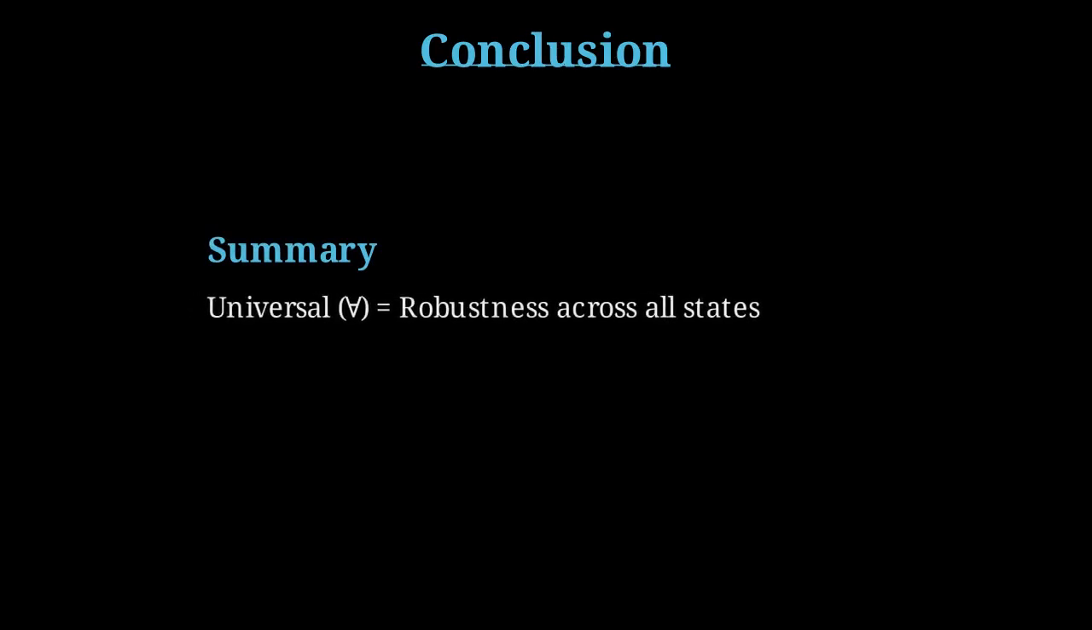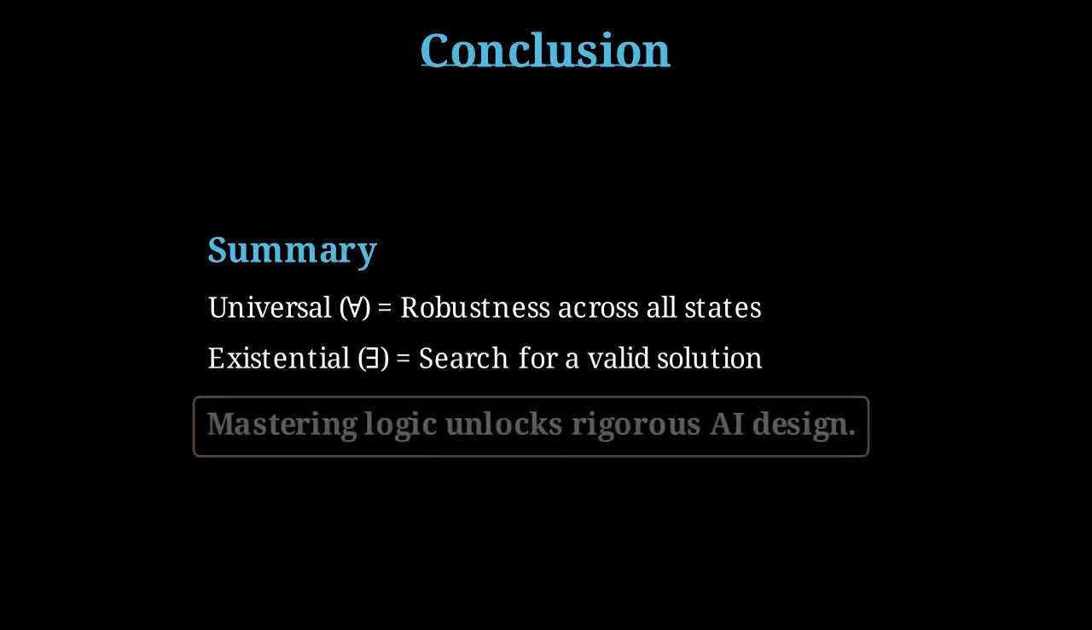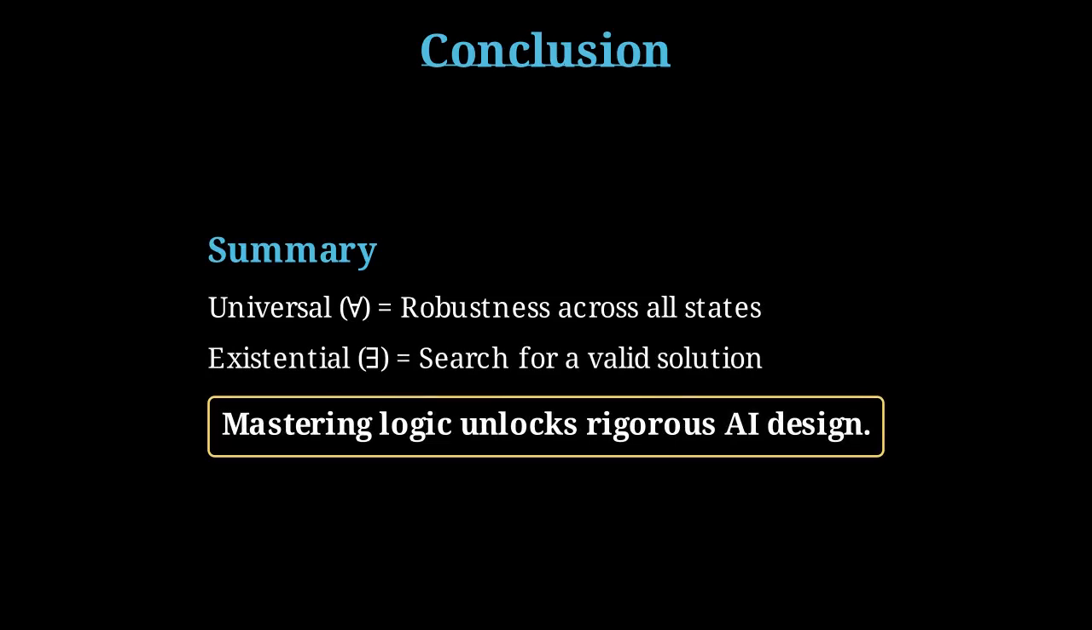To summarize, the universal quantifier demands robustness across all states, while the existential quantifier drives the search for at least one valid solution. Whether you are debugging edge cases, designing a reinforcement learning agent, or formally proving system safety, you are constantly balancing "for all" with "there exists." Mastering this vocabulary of logic unlocks a deeper, more rigorous understanding of how artificial intelligence truly operates.